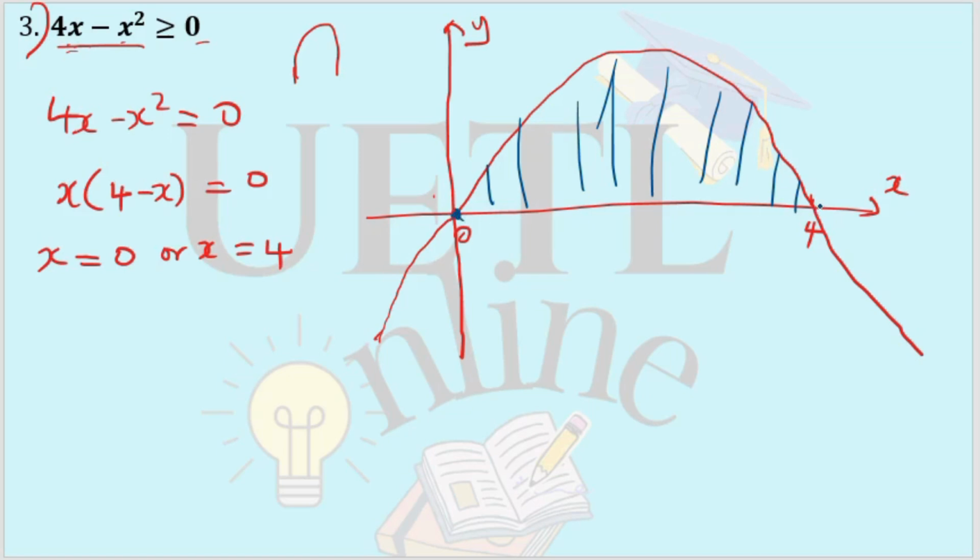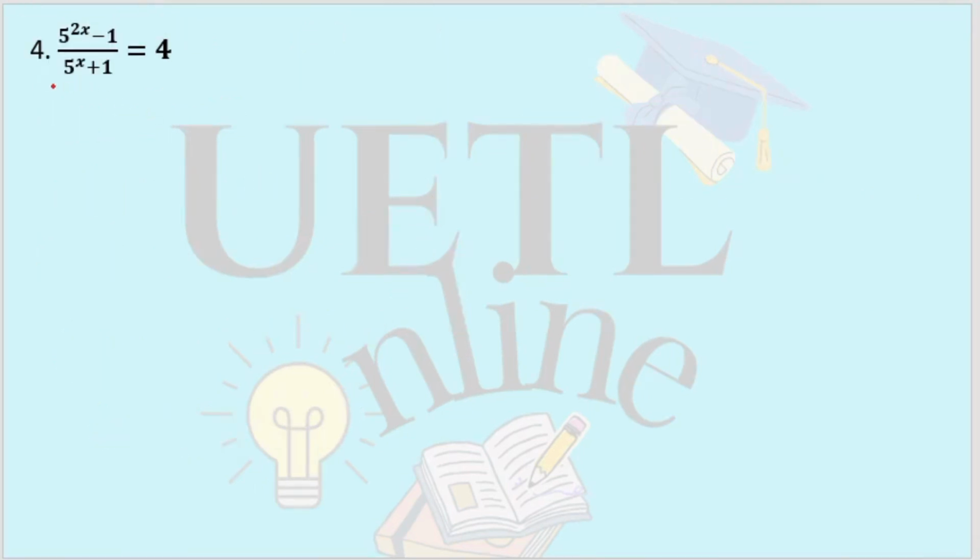Okay, since this is an inequality, we write it as from 0 to 4. This means that 0 is less than or equal to x and x is less than or equal to 4. Okay, so this will be our answer. Okay, let's go to our next example. Our example says that 5 to the power 2x minus 1 and 5 to the power x minus 1 is equals to 4.